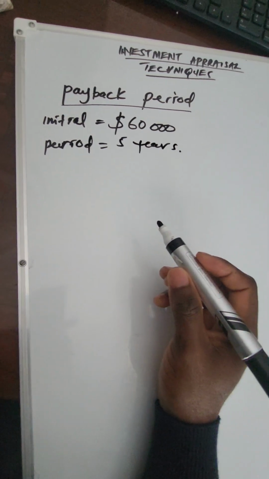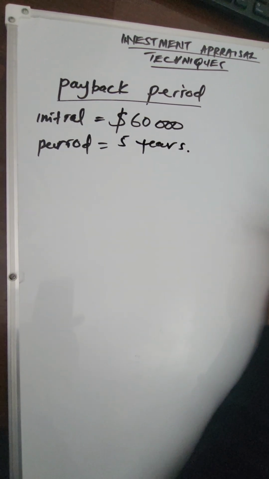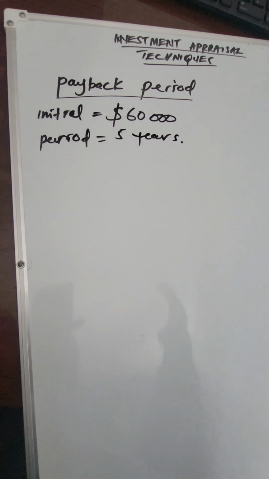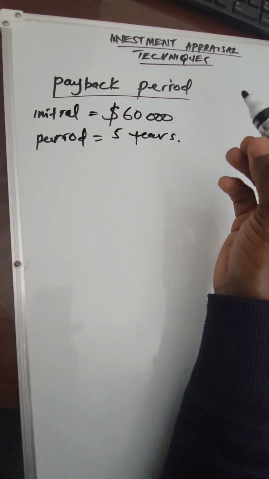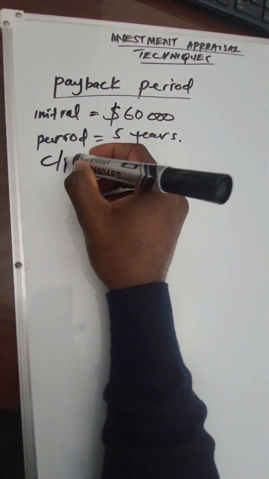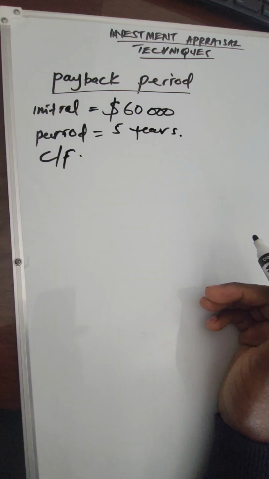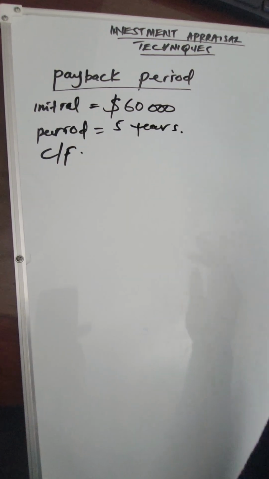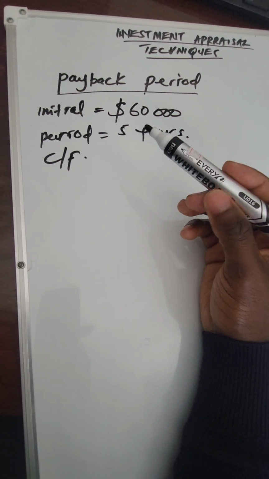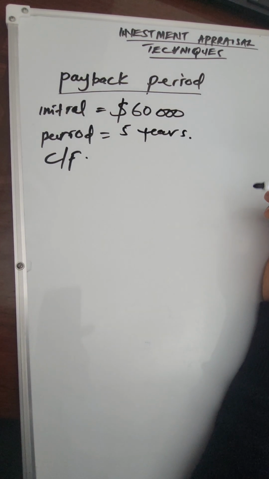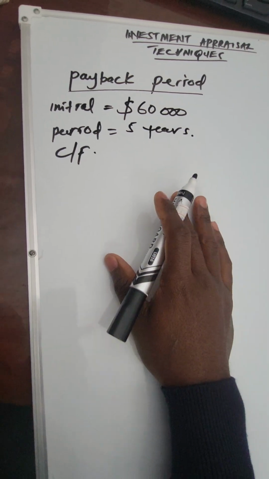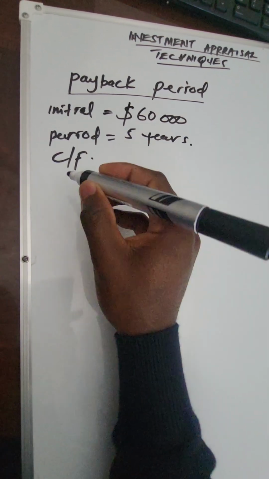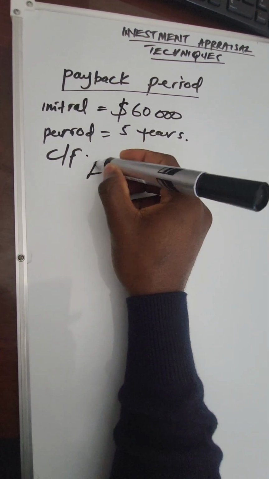So most of the times they're going to ask you to say, okay, given this initial capital, and they'll give you also the cash flows, they'll ask you to find the payback period, right? So we'll dive straight into an example. Okay, so example number one.